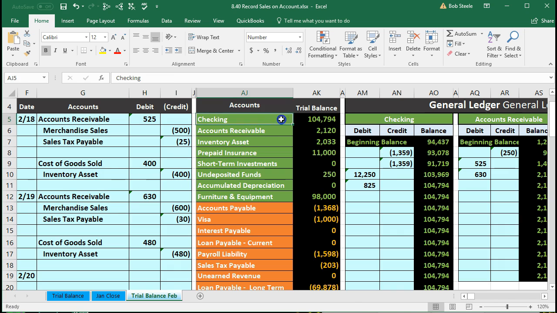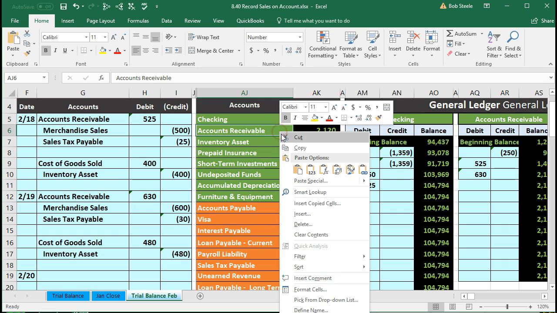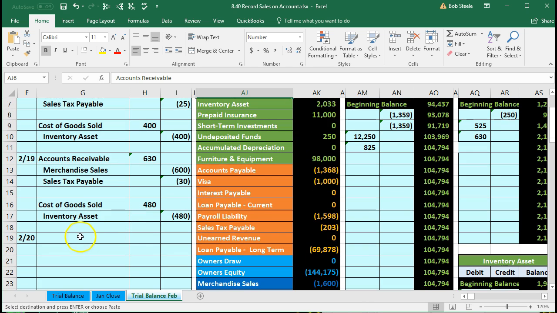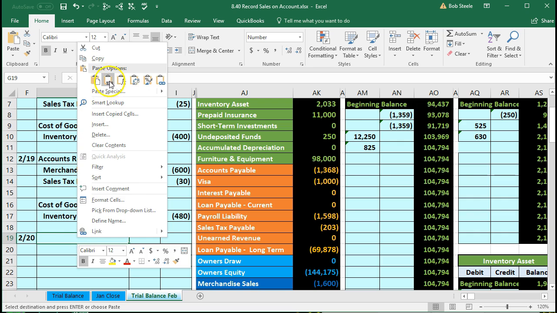So we're going to say, is cash affected? No, cash isn't affected. We made a sale on account. Accounts receivable is going up. It's a debit balance account. We're going to make it go up by doing the same thing to it, which is another debit. So we're going to copy the accounts receivable, put that on top. In cell G19, right click and paste 1, 2, 3.